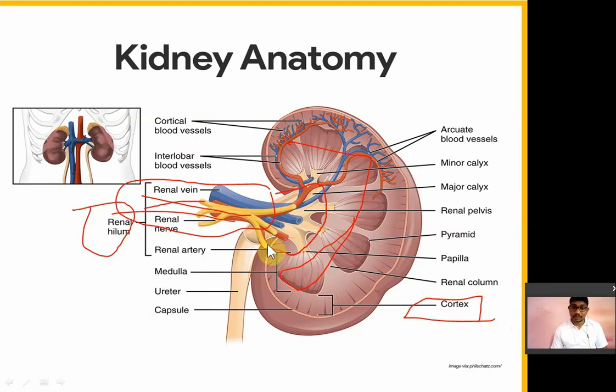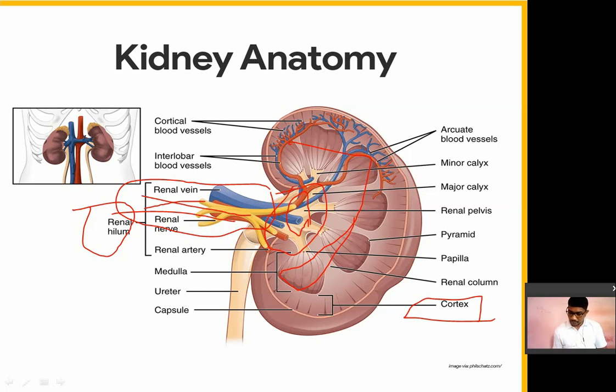There is a minor calyx and major calyx, which drain the urine and are supplied with smooth muscles. That smooth muscle generates a rhythmic contraction known as peristalsis, similar to your GIT, but in the GIT the solid content is more, here it is only liquid, water. So this is known as renal peristalsis.